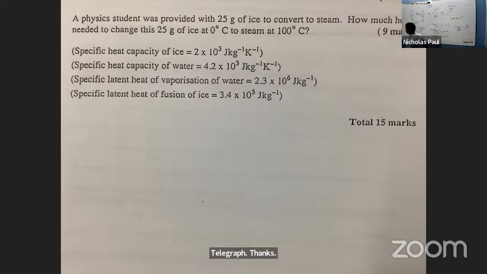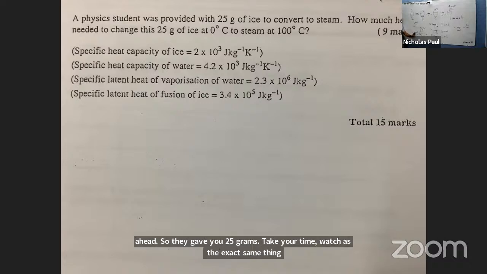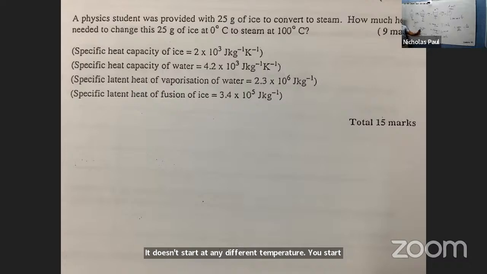They gave you 25 grams. Take your time. It's the exact thing. You didn't start at any different temperature. You start at 0, you become water, you heat it, you become water at 100, then it becomes steam. So the exact thing, 1, 2, 3 formulas. You have the mass and you have all these values on the right. Try it, take 5 to 10 minutes and work it out.